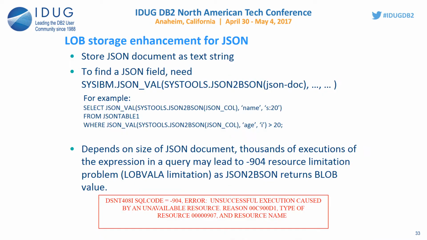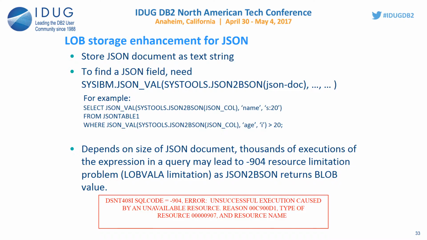Our first enhancement is similar to this kind of usage. They store JSON data in a varchar column, and they're using something like this. For example, they want to find all the names with an age greater than 20. This is a varchar column. They have no choice, they need to convert to JSON before they call the JSON_VAL function.